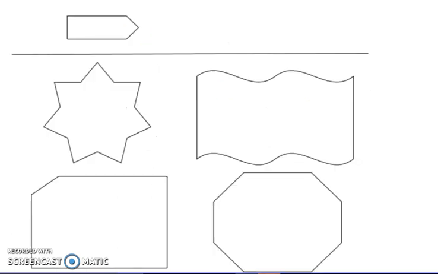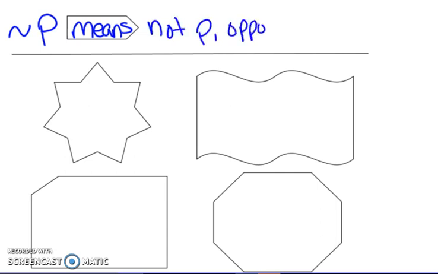Now, if we want the opposite of P, so instead of saying I did my homework, I wanted to say if I don't do my homework, we're going to put what's called a tilde, or a little squiggly. So negative P means not P, or the opposite of it. So if it says I did my homework, the opposite would be I did not do my homework.